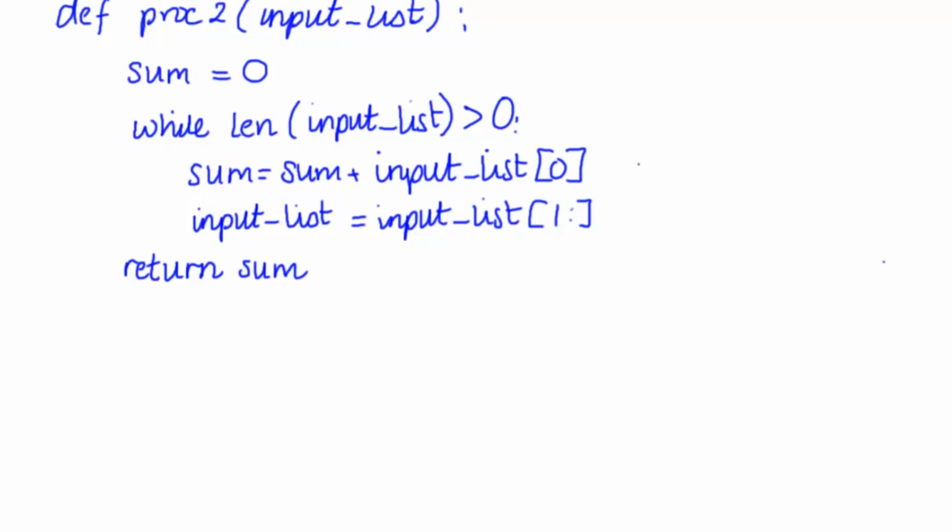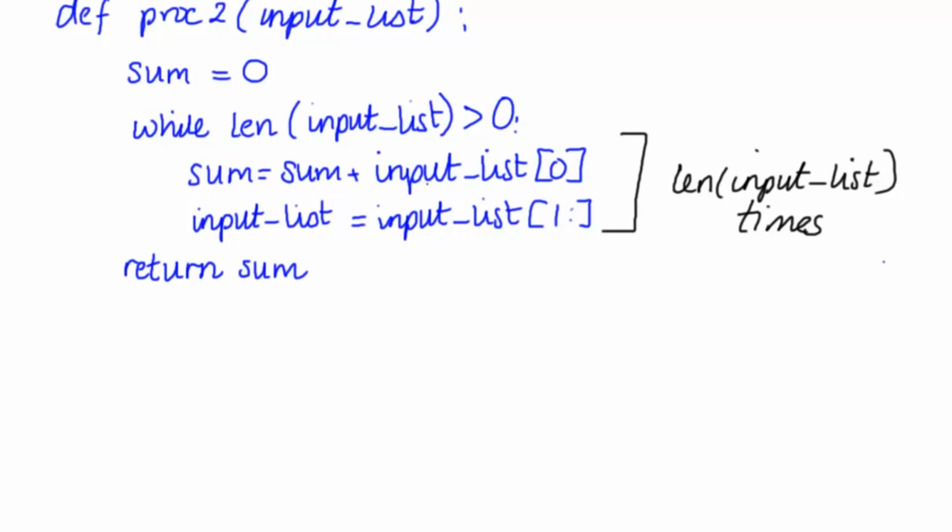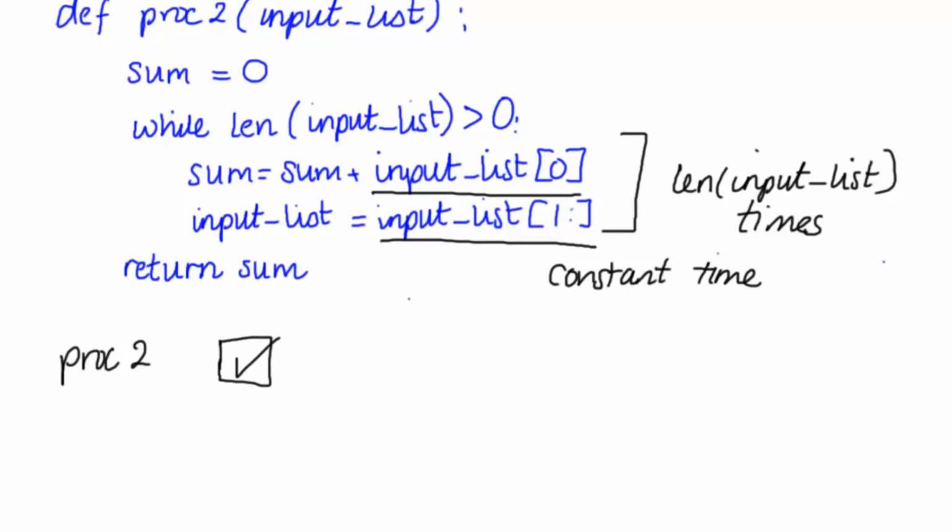Now, how many steps does this take? Well, it just cuts off the first element each time in the list. That's the one that we've already added on. And then the list continues as long as it's not empty. And so this is actually performed the length of the input list times. One thing we always need to look at when we're doing this is to check whether they're constant time. And you're told in the question that both of these are constant time, which means that the whole procedure runs in linear time. And now on to procedure 3.